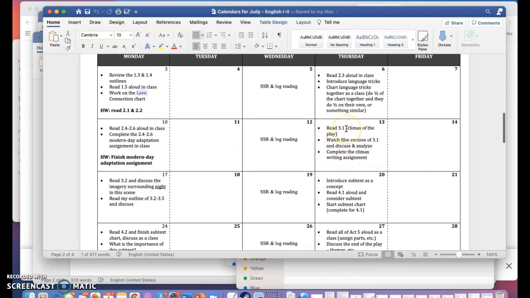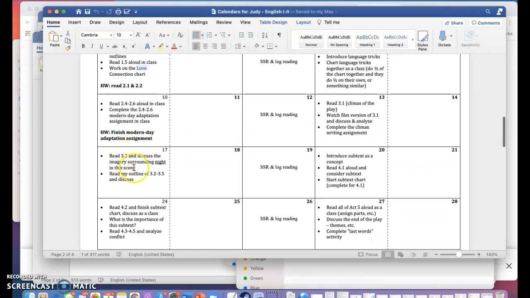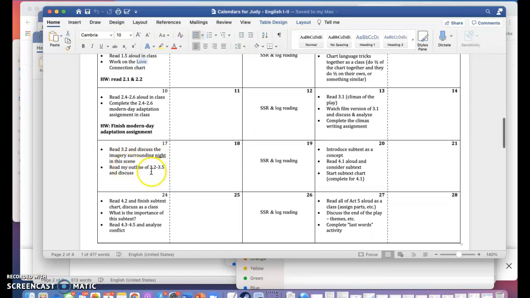Act 3, Scene 1 is the climax. That's where Tybalt kills Mercutio and Romeo kills Tybalt. You definitely want to watch the film version of that scene. Very dramatic, very exciting. Act 3, Scene 2 here, you can discuss night. There's a lot of imagery with night there. Act 3, Scenes 2 through 5, and then just continue.